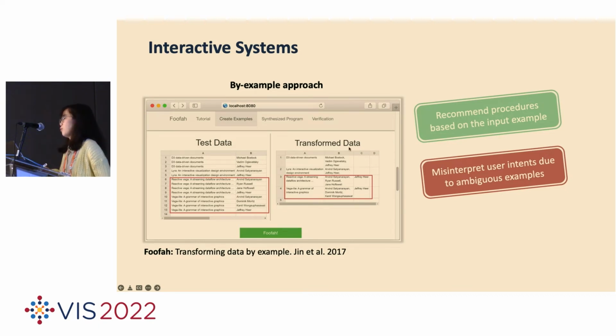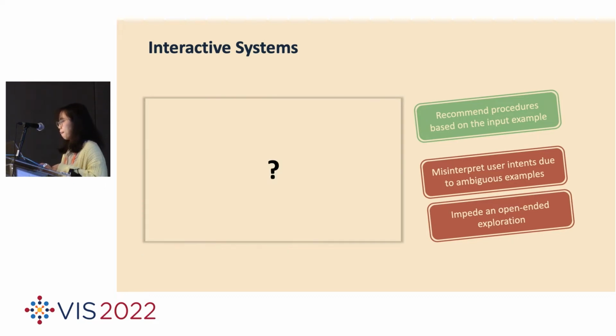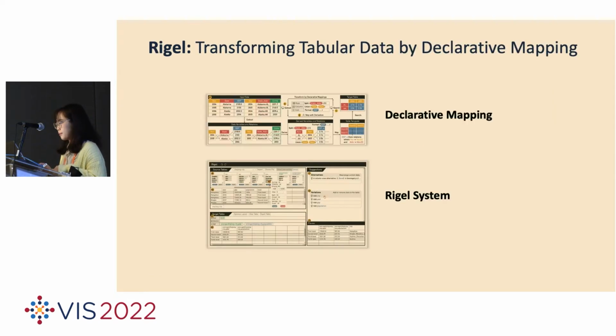Also, this approach assumes that the users should have a clear transformation goal in their mind. That means it may impede an open-ended exploration. So how can we design an interactive system that can preserve these strengths but can address the issues by disambiguating examples and also supporting the exploration of diverse transformation results?